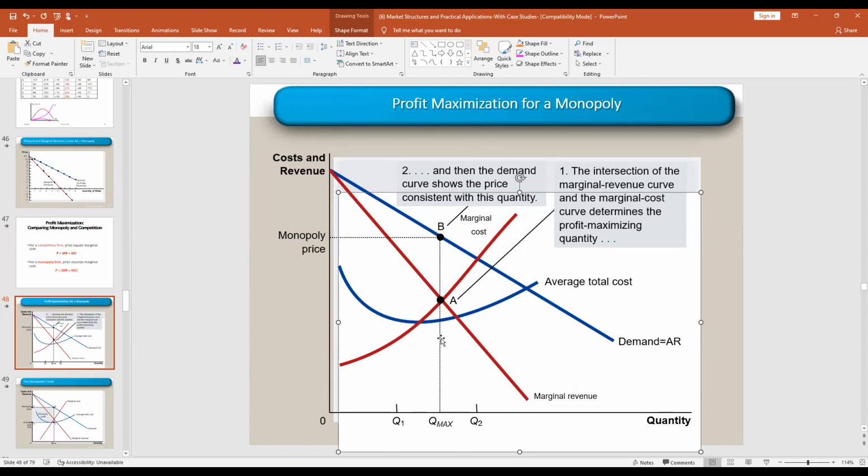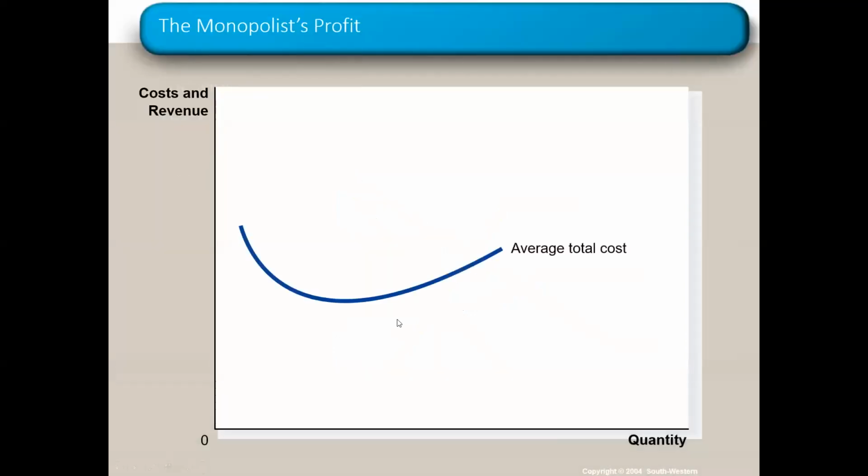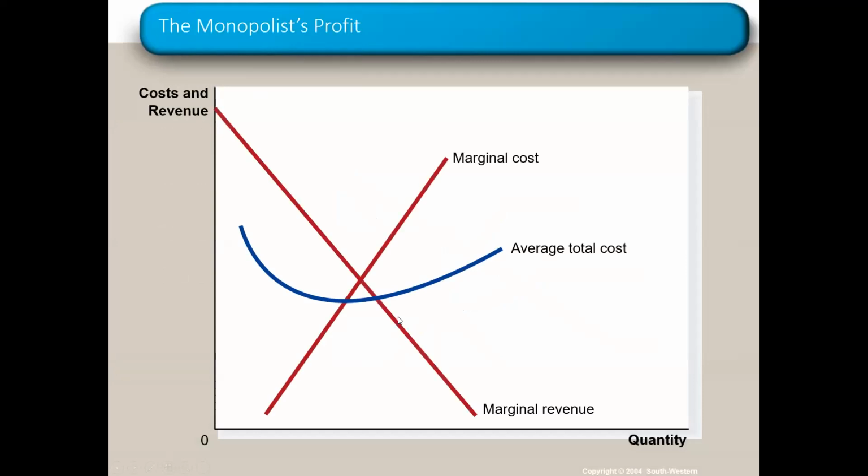So we want to calculate profit. If you want to calculate profit at this price and this quantity, where is the MC? Now we are going to calculate like this. Let me show it right now. This is average total cost. This is marginal cost. This is marginal revenue. This is MC equal to MR. Look, this is the demand curve, AR. So MC equal to MR is here.